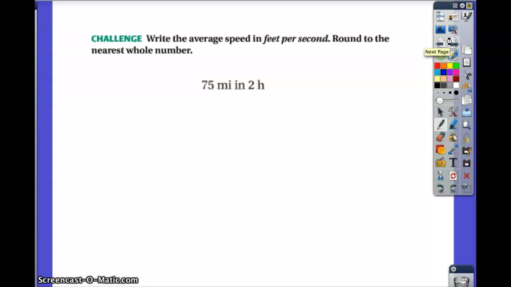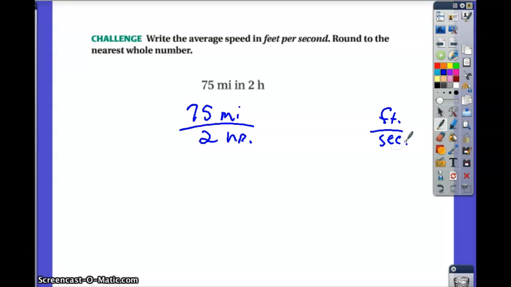And last, we're going to write the average speed in feet per second and round to the nearest whole number. So we've got 75 miles in 2 hours, and we want to convert that to feet per second. So we're going to convert hours to seconds. 2 hours, 60 minutes and 60 is 120 minutes. And miles to feet: 75 miles, 5,280 feet per mile.